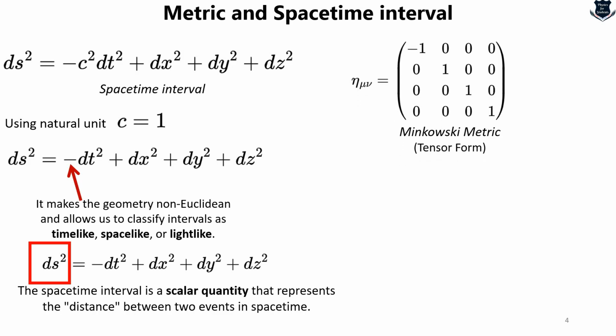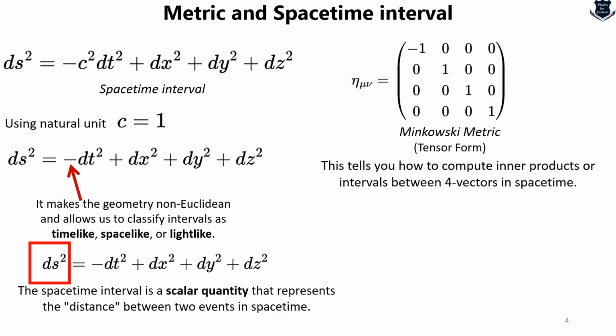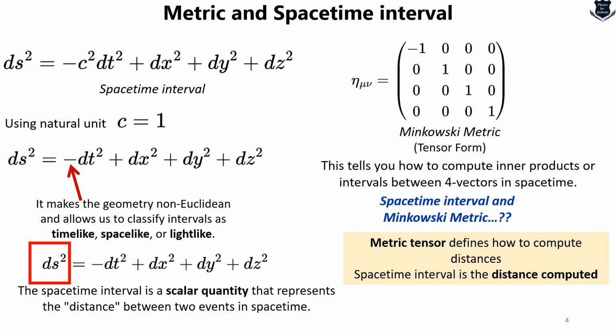The Minkowski metric that we have seen is in tensor form, and what it tells us is how to compute inner products or intervals between four-vectors in space-time. Well, here comes the confusion which we cleared in the last video. What is the difference between space-time interval and Minkowski metric? The simple answer is the metric is a tool that tells you how to compute distances, and the interval is the distance computed.